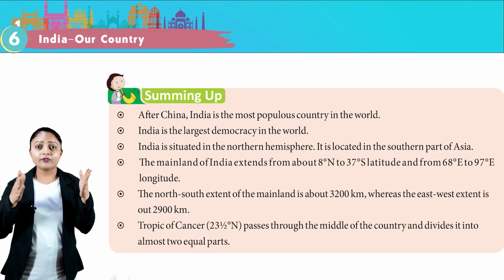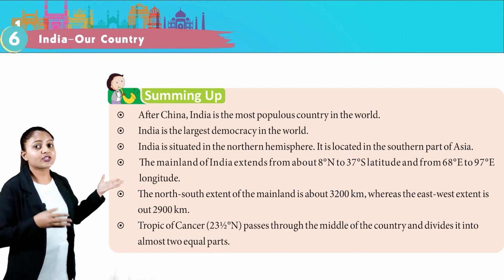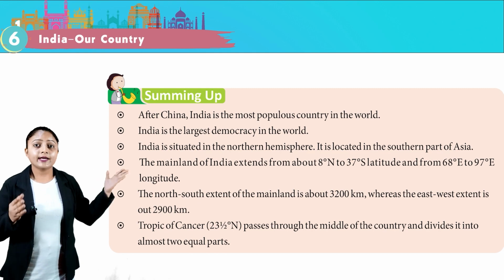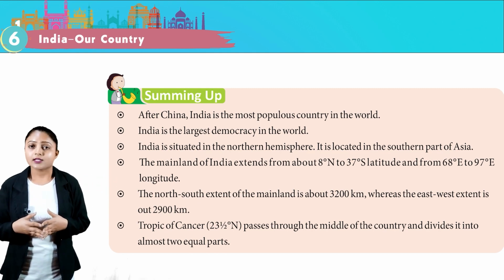Summing up, after China, India is the most populous country in the world. India is the largest democracy in the world. India is situated in the northern hemisphere. It is located in the southern part of Asia.